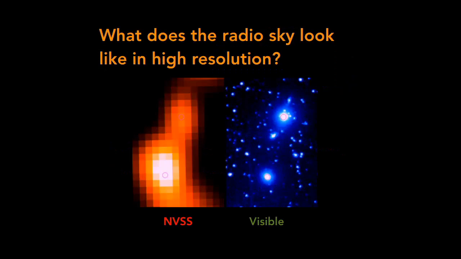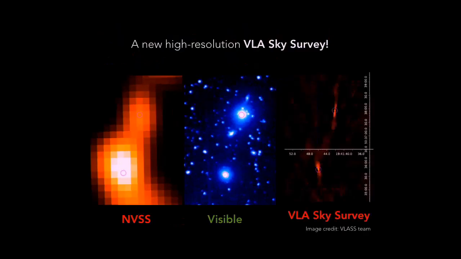So here's an example. This is a visible light image on the right. NVSS kind of just looks like blobs. And so recently, it was decided that the VLA would use modern technology, a lot of which was developed at Caltech, to do a new sky survey called, very creatively, the VLA Sky Survey, not to be confused with the NRAO VLA Sky Survey.